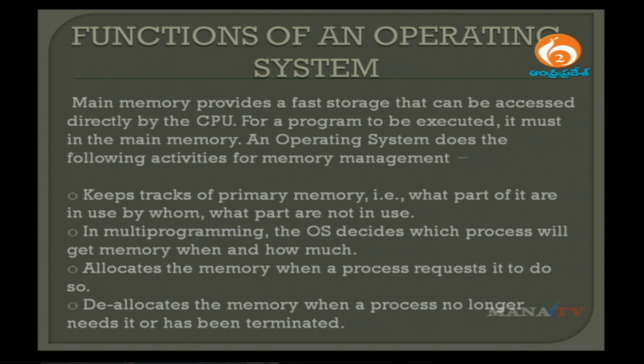And the third point is that it allocates the memory when a process requests it to do so. For example, we have been using a lot of memory, and if we ask for more memory and if we can control the memory, yes, the memory can also be given by the main memory. And the last one is that it deallocates the memory when a process no longer needs it or has been terminated.